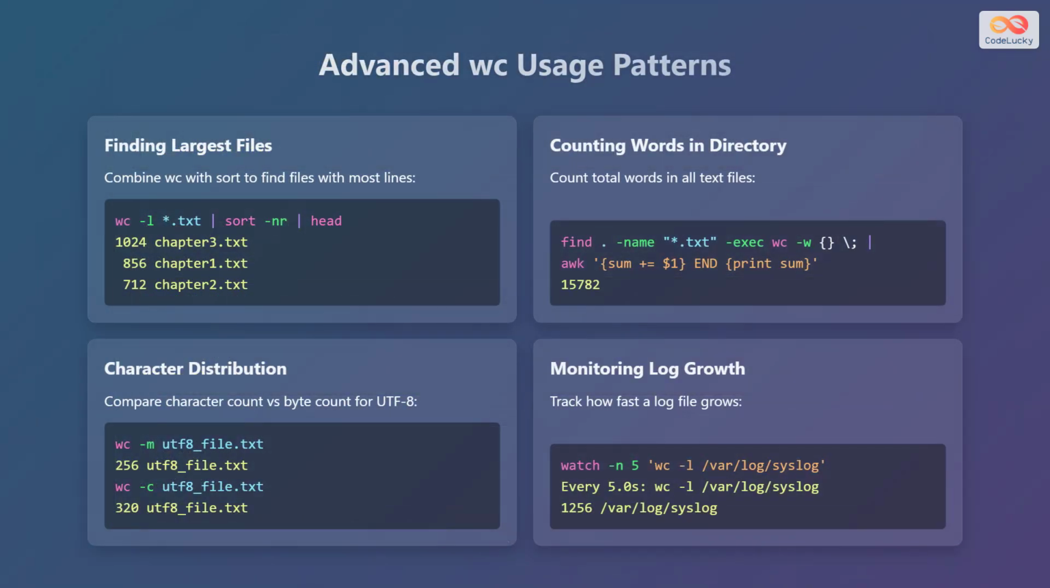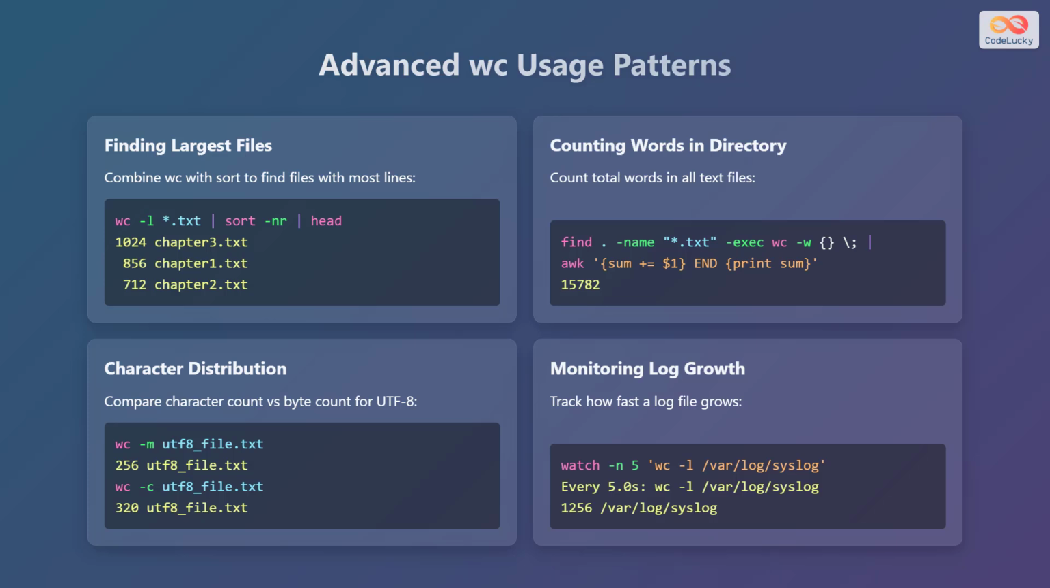Now let's explore some advanced usage patterns for the word count command. You can combine word count with sort to find the files with the most lines. The command wc -l *.txt | sort -nr | head lists all text files, sorts them in reverse numerical order based on line count, and displays the top files with the most lines.